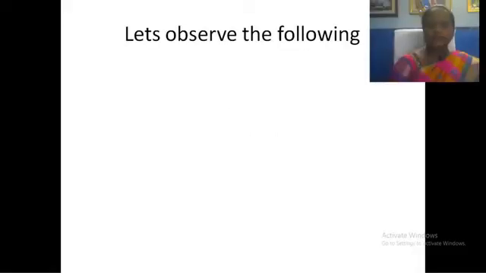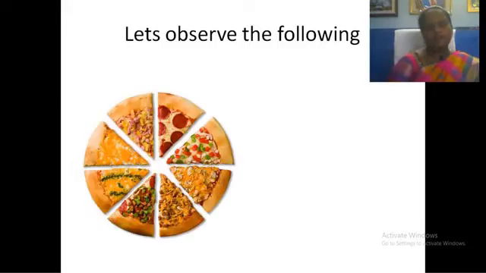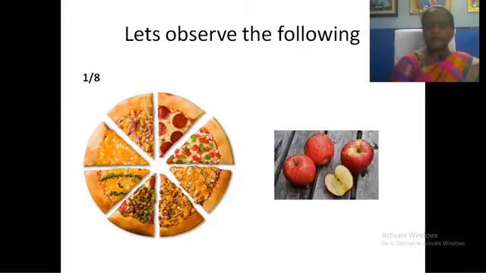Let us observe the following pictures. Here, Dil Pasand cake is divided into 8 parts. What is the fraction that represents each part? That is, here 8 parts are there. So, each part, one part is out of 8 parts. So, 1 by 8. So, see the next picture.